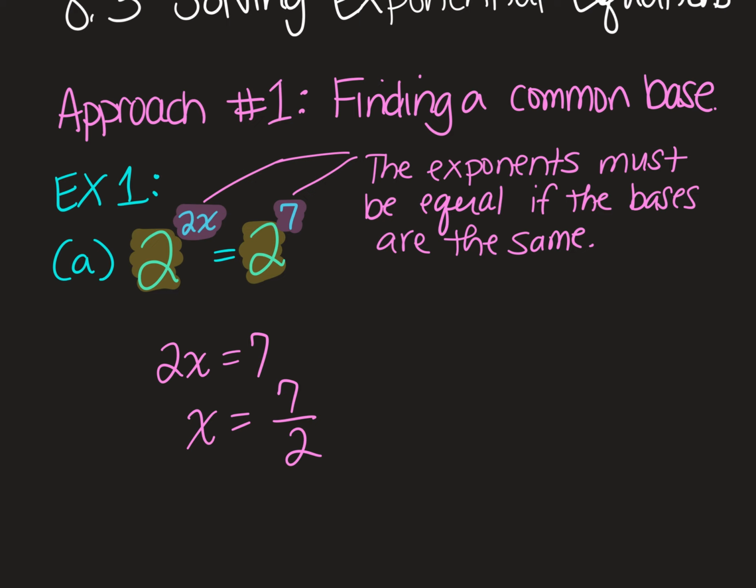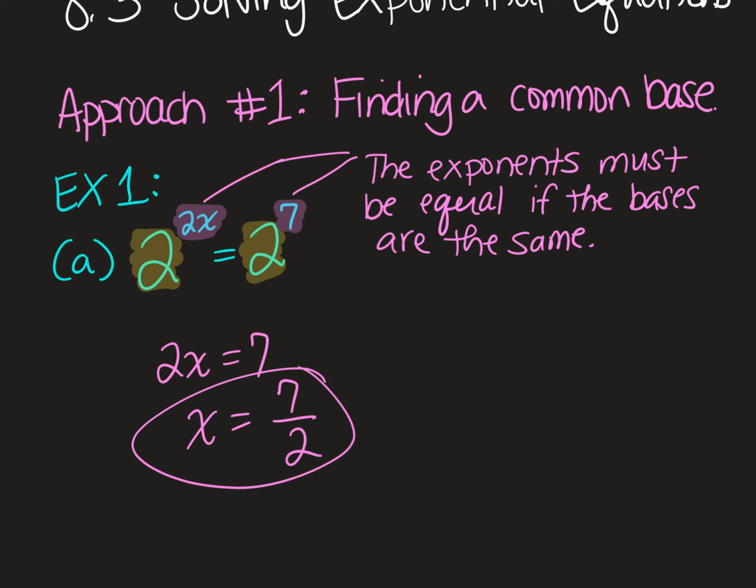As far as solving this, you can divide both sides by 2, and you get x equals 7/2. If you haven't already figured out yet, I prefer fractions to decimals whenever possible. 7/2 is a nice number. I could call it 3.5 because that's an exact value, but I still prefer the fraction. So the goal would be if we can get the bases to be the same, then the exponents have to be equal. So that's what we mean when we say finding a common base.